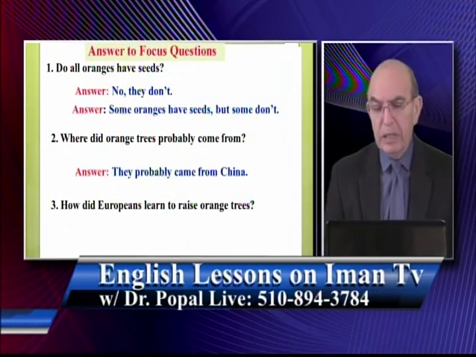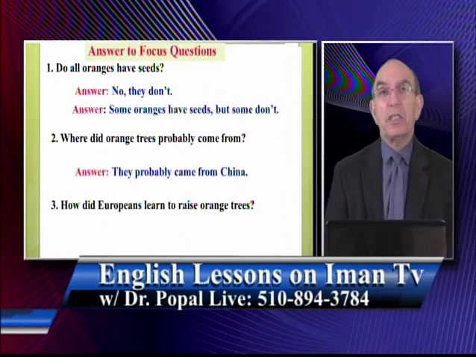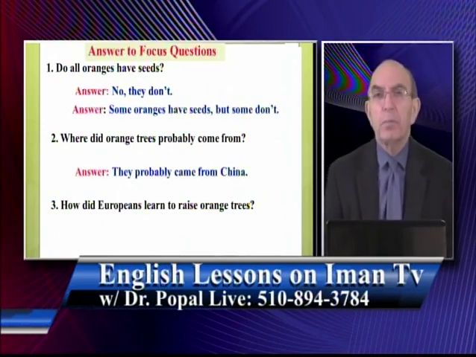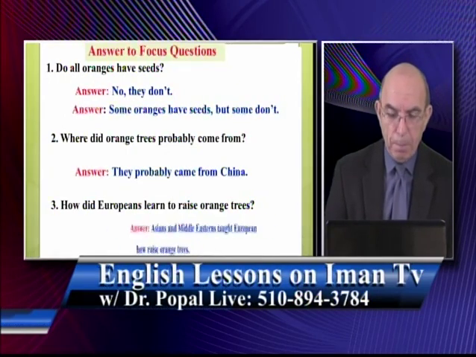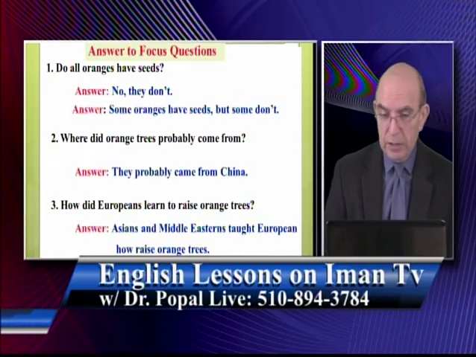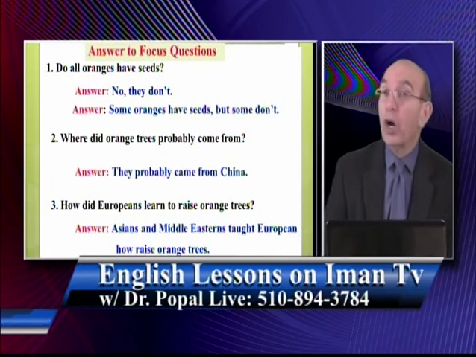How did Europeans learn to raise oranges? European means what? These countries like France and Italy and England and Germany, where did they learn to grow oranges? Who taught them? The correct answer is what? Asians. Asian here means what? The Chinese, the Koreans, the Japanese, that means Asians. Asian and Middle Easterns taught Europeans how to raise orange trees.